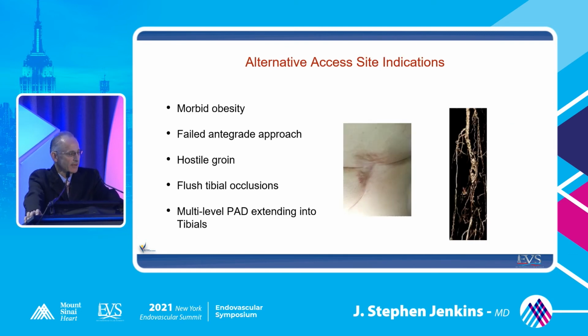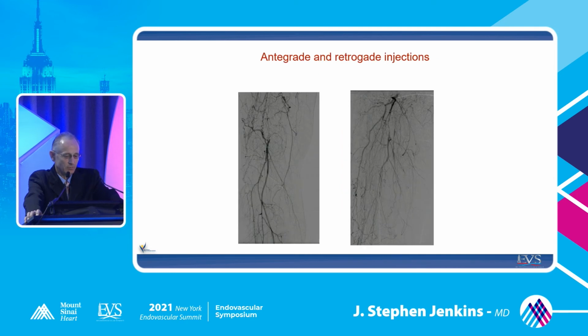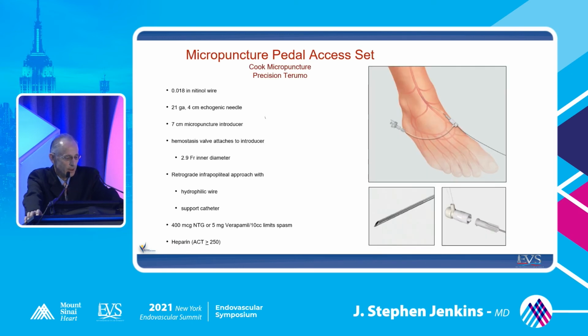Alternatives for this access below are morbid obesity, hostile groins, failed antegrade approach, which is inevitable, flush total occlusions, and multi-level disease in your trifurcation below your knee. Of utmost importance is you have to have dual digital subtraction imaging, as you've seen Metzger do, to completely identify what you're dealing with, where you're going and where you're not going. The use of a ruler, agree 100%.